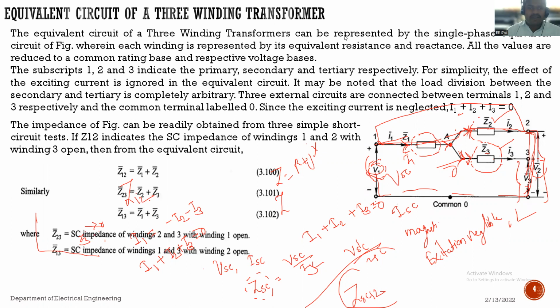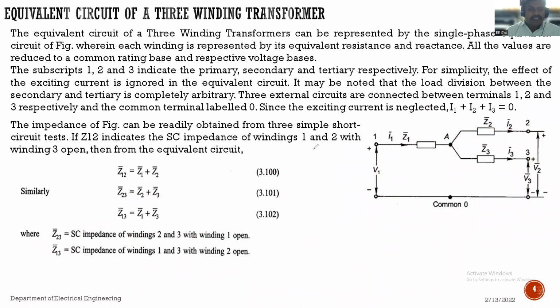Similarly, this point is given here, that is Z12, it is nothing but summation of Z1 bar plus Z2 bar. Okay, see here. So if this tertiary winding or the third winding can be open circuited, the third winding is open circuit, that means there is no connection here.